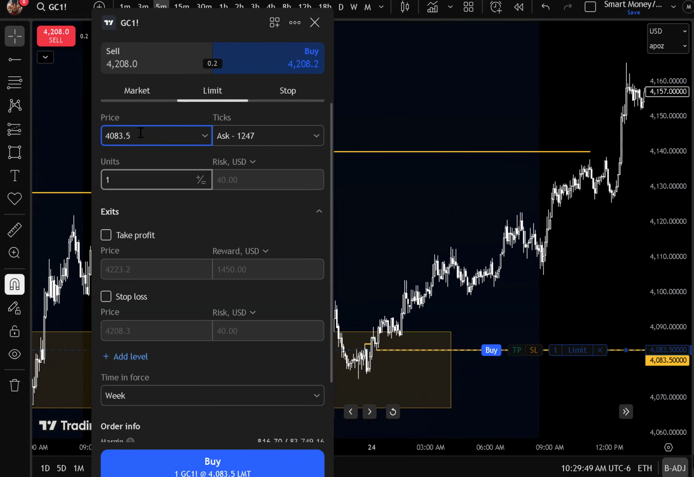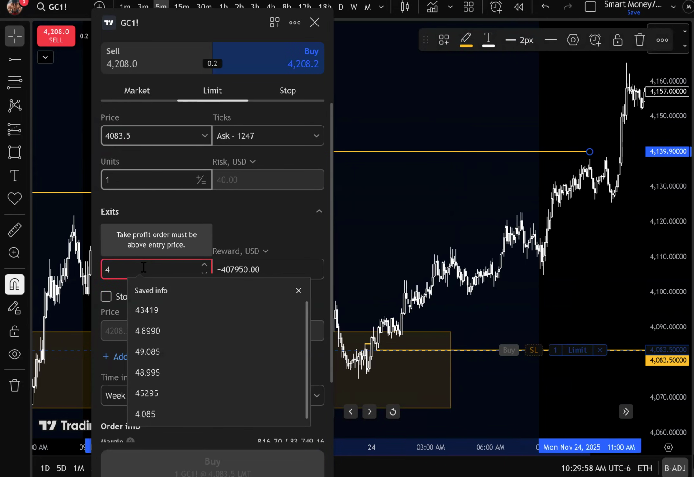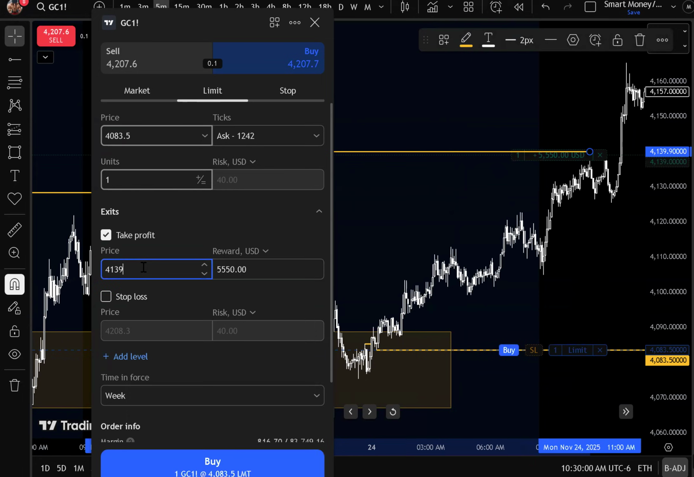All right. That's a buy limit up to 4139.9. How much money is that? 4139.9. $5,640, y'all, in 12 hours. Well, let's just say $5,600. $5,600 in 12 hours.